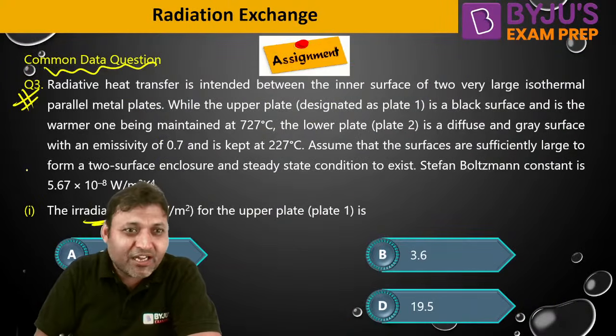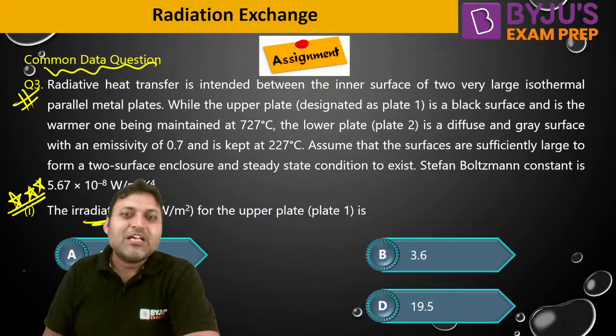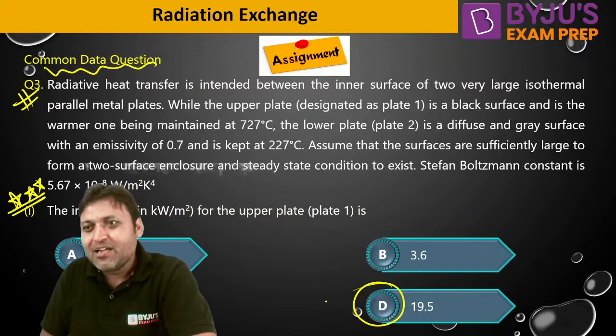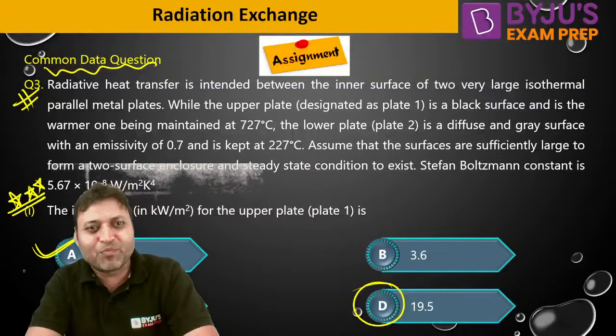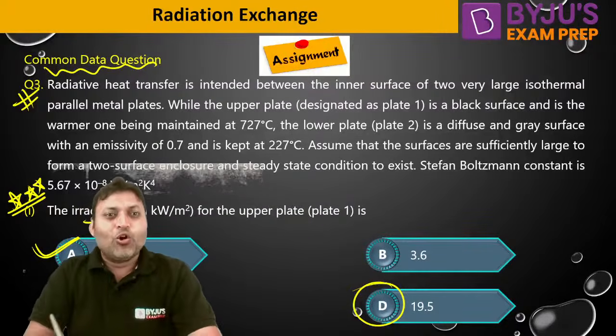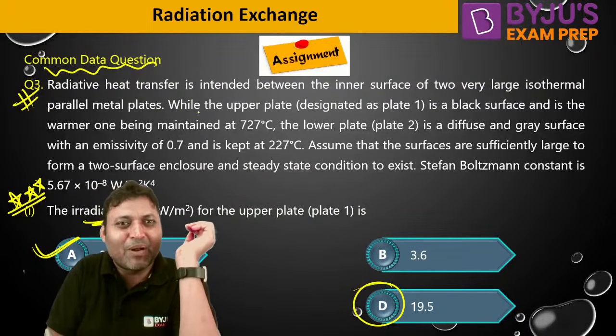The next question, this question was actually very confusing. So many students have got option D as the answer, but I had told the students on my Telegram group that option A will be the correct answer. How? Look, the question is, there are two parallel plates, very large isothermal parallel plates.